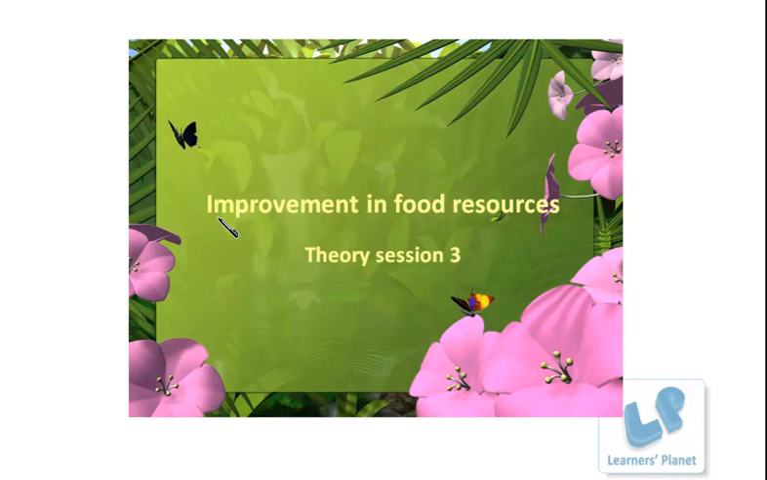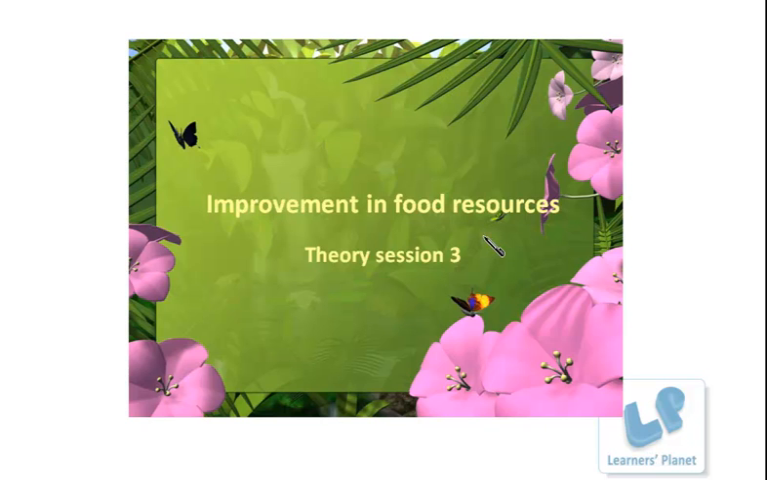Let us continue with the chapter Improvement in Food Resources. In the earlier session, I explained to you how the improvement of crop production is done. This improvement of crop is related to the variety, its production and the protection. If these things are managed, the productivity of these components could be increased. Right. In the last session, I explained how the variety improvement program is followed.